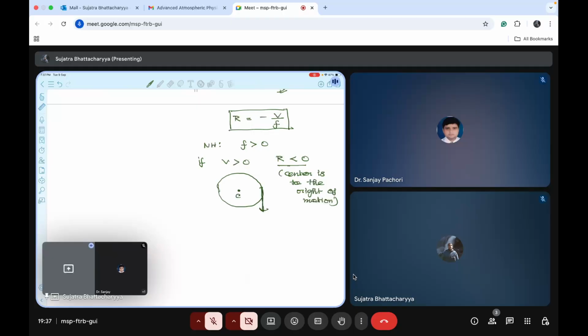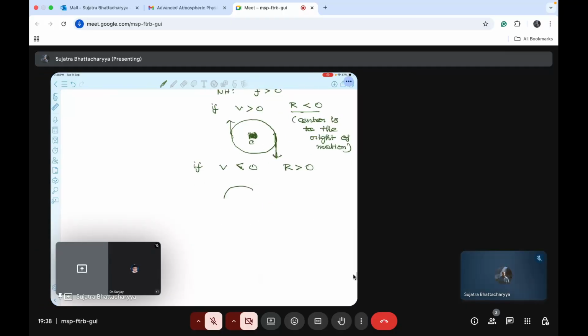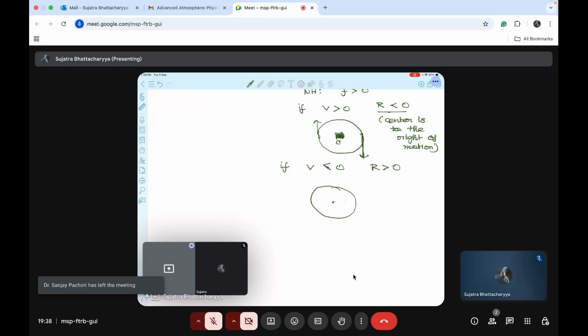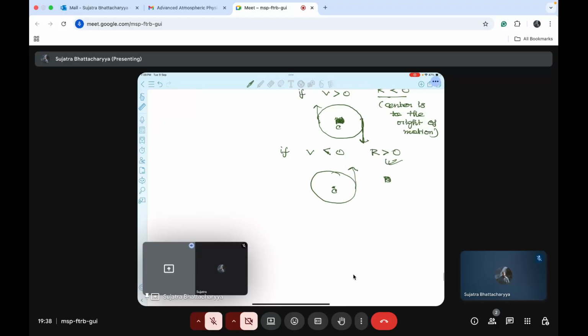And if you see that this is the motion, then it is kind of a high in between. But here the high and low case is not there because there is no pressure gradient. Similarly, if V is less than 0, then R is greater than 0. In that case, things change. This is your motion, this is your center. So R is greater than 0. So this is how it looks like.